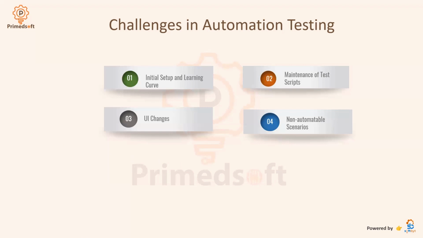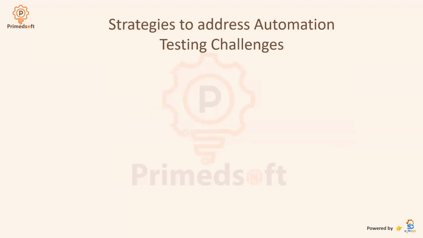Okay. So now we'll go over strategies to address automation testing challenges. We've seen the challenges, and we also want to see the strategies we could use. Like I said, the first challenge we mentioned was initial setup and learning curve. So how can you address that? Most organizations adopt training and skill development. They subscribe for training, for certain skills acquisition, where they want to train their team.